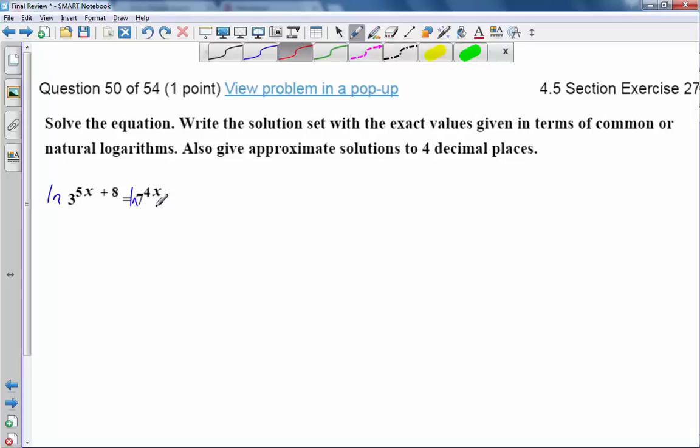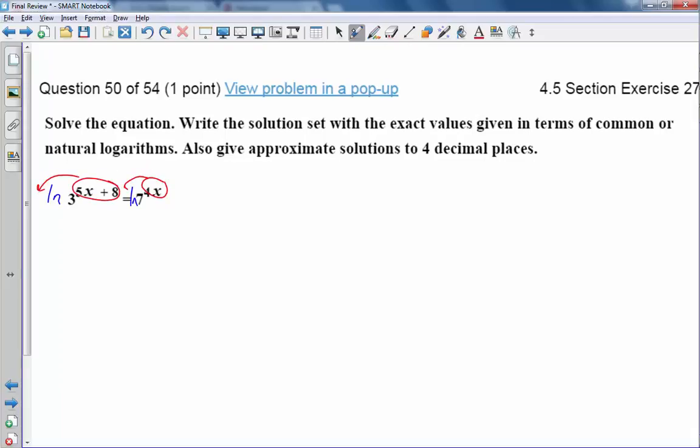What will happen is the exponents go in front. We will have 5x plus 8 times ln 3, equals 4x times ln 7. Again, don't rush into computing these. If you compute early, you round off early, and those roundings will combine into worse rounding, and we may not get the exact correctness they desire for decimal places. It may say incorrect, so wait until the last moment to compute them collectively.